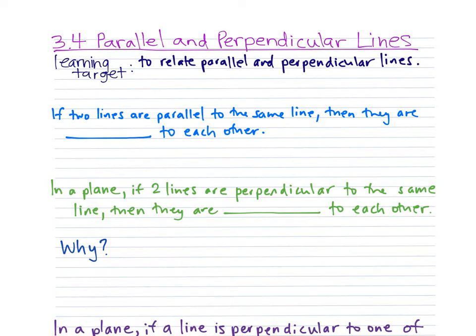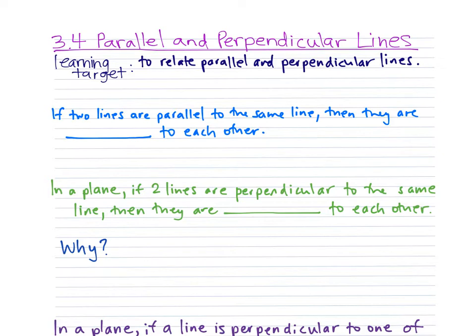Okay, this is the video lesson for geometry, section 3.4, parallel and perpendicular lines. This is probably going to be the shortest video lesson that we have this year. This lesson is just relating parallel and perpendicular lines, and it's really just three different theorems, which don't need names. If you're ever using one in a proof, you just write out the theorem.